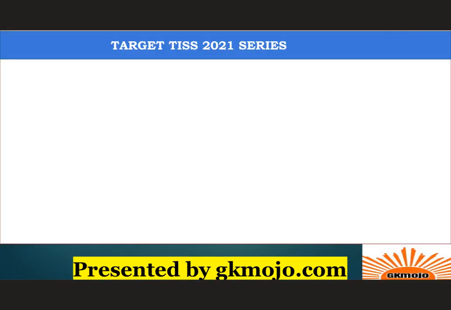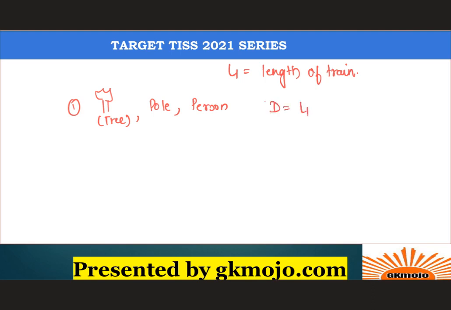Let's get started. So first of all, I'll just get you acquainted with the concept of the trains, the basic concept which you'll require to solve some questions. This is the conventional way. Let's suppose the length of the train is L1. Now, the first case is when a train crosses a tree, or a pole, or a person. In this case, the overall distance while calculating the speed or time or whatever you want to calculate will always be L1 only, that is the length of the train.